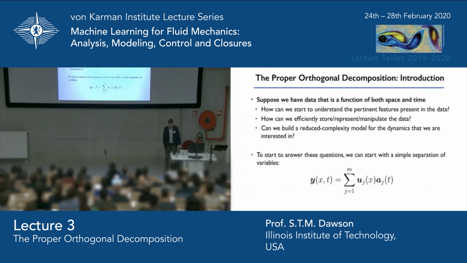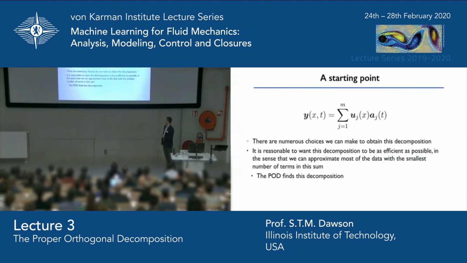But really, the underlying principle behind what we're trying to do is nothing more than a separation of variables. We have data in both space and time, and we want to represent or approximate that data as a function of space multiplied by a function of time, or some sum of these. This is no different from perhaps the first method that you try when you are solving a PDE. So how do we come up with such a decomposition? Well, it's obviously not unique. There are a lot of different ways that we can do such a separation of variables.